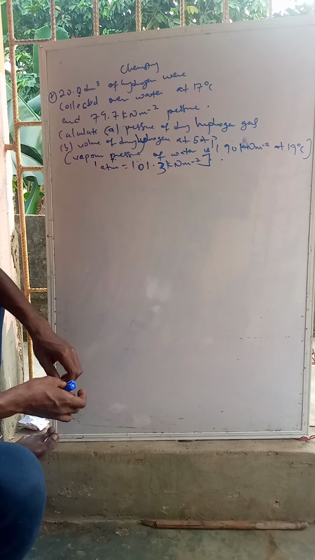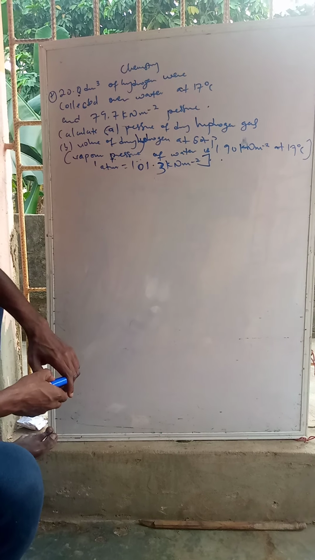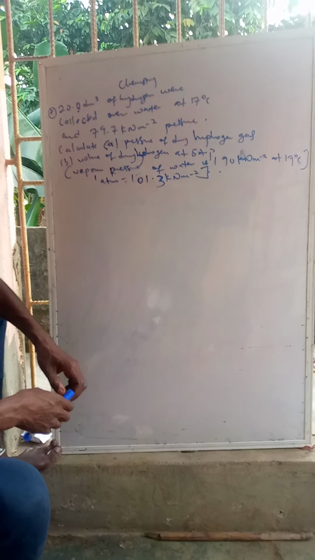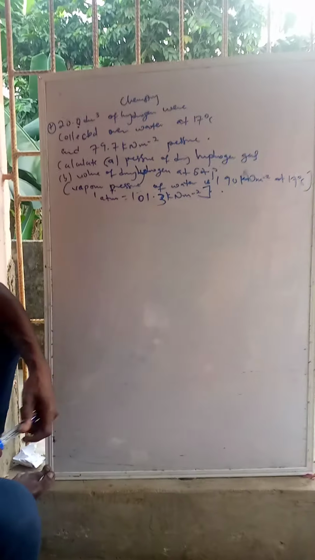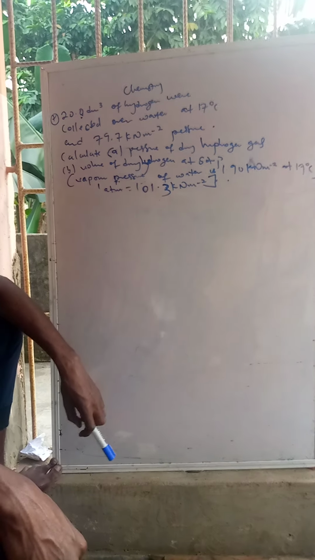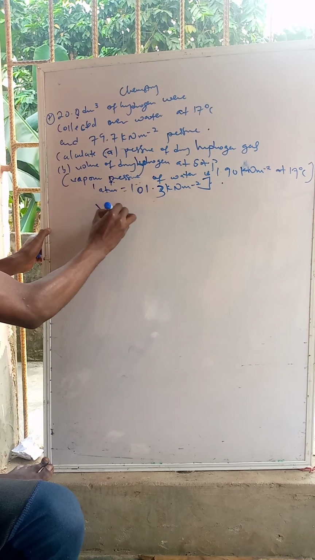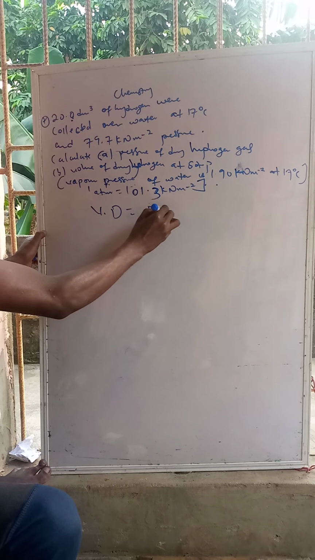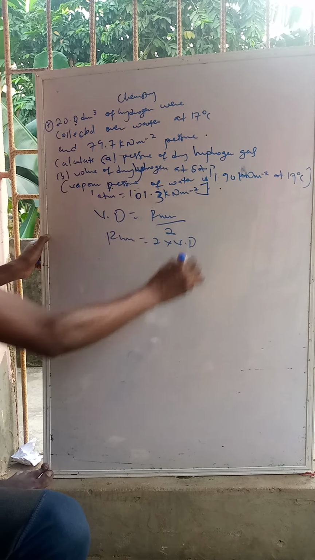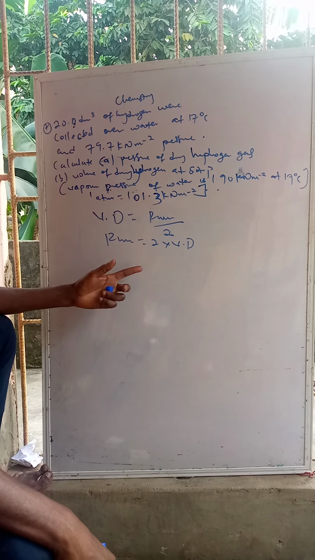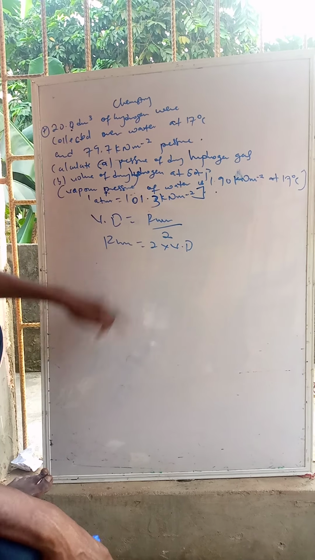If we check the vapor density of hydrogen, it is lesser compared to that of water. What is vapor density? That is the ratio of the mass of a volume of the gas to the mass of an equal volume of hydrogen at standard temperature. That is what vapor density is. And we know that vapor density is equal to RMM divided by 2, which means that RMM is equal to 2 times VD, 2 times vapor density. So that is how we can get vapor density. Once you get the RMM of a substance, divided by 2, you get the vapor density.